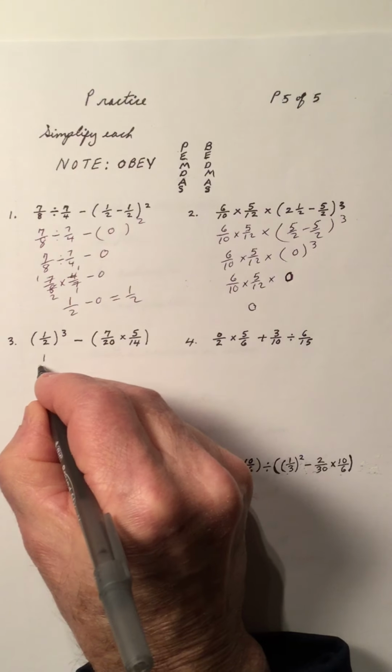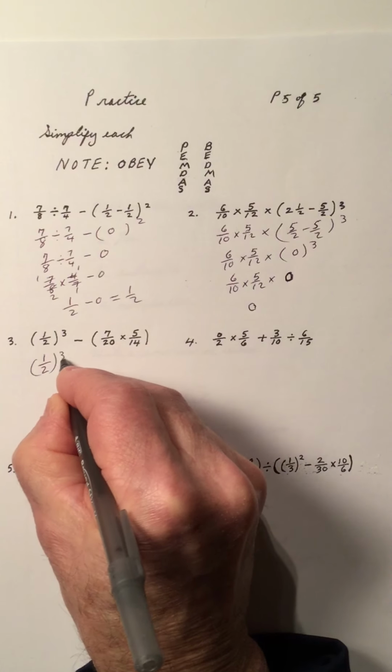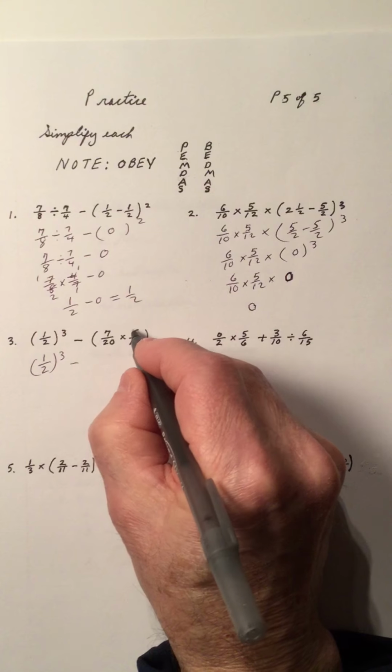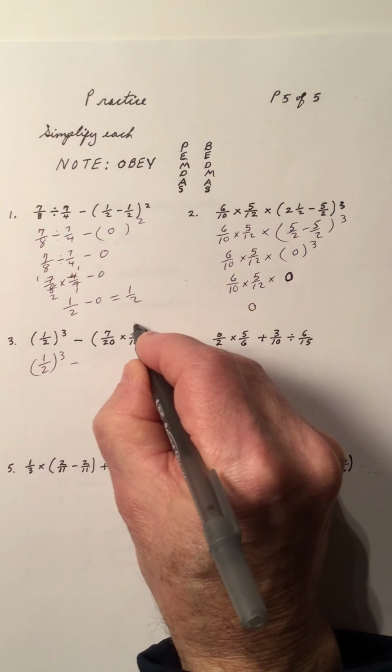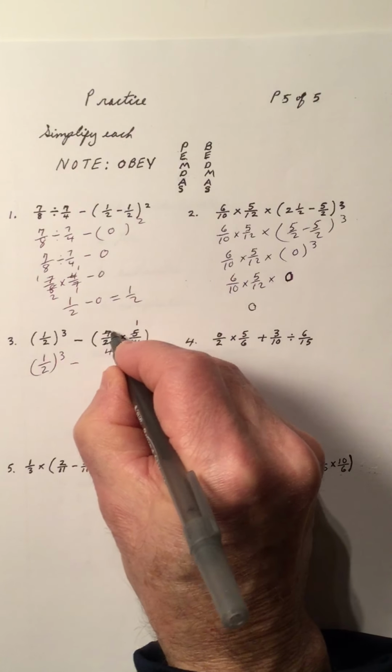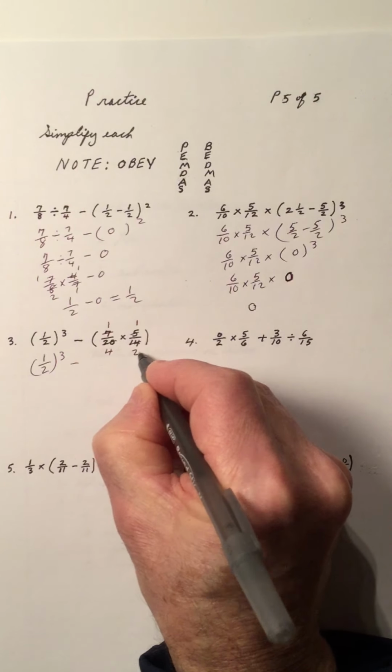I see the number 3, 1/2 cubed. Let's do the inside of the brackets. I will multiply these two. Multiplication, I will cancel. 5 into 5 goes once, 5 into 20 goes 4. 7 into 7 goes once, 7 into 14 goes 2.